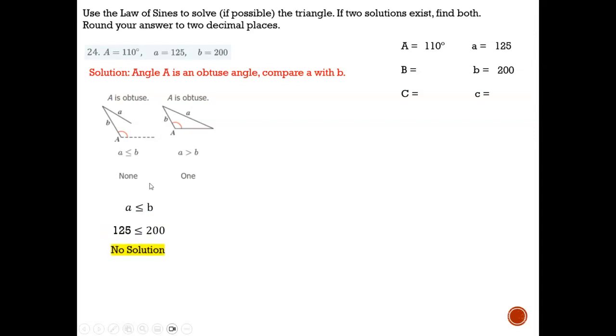So what does that mean? Again, it matches this option right here, so there's going to be no solution. We have to keep that in mind.